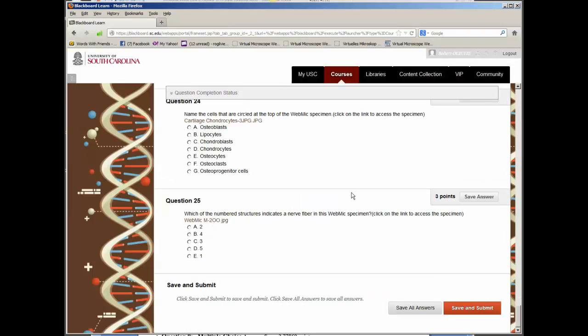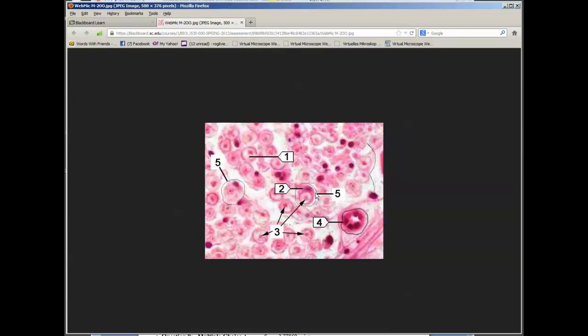So then the last question is, which of the numbered structures indicates a nerve fiber in this Webb-Mike specimen? And you're given these numbers. So we got 1, 2, 3, 4, 5. We have to make a choice here. So we're looking for what defines a nerve fiber. So when I look at this now, okay, I see 5.